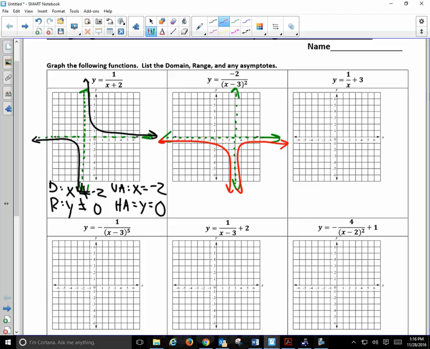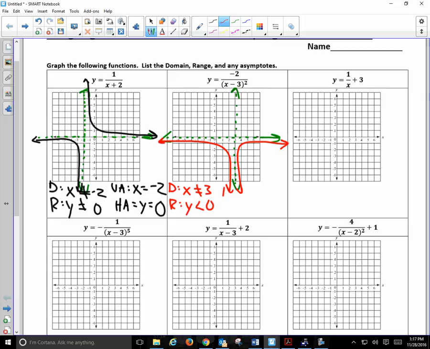Yep. So therefore, the domain is all x values not equal to 3, and the range is y values that are less than 0. And so you can see from this graph that you can never get a value that's positive, can you? They all stay below the x-axis.